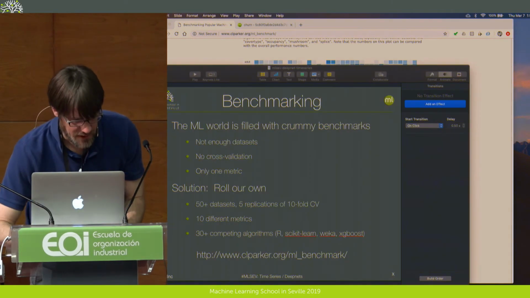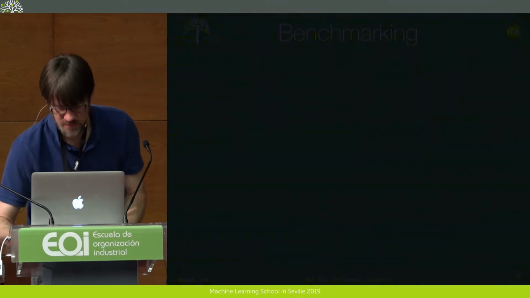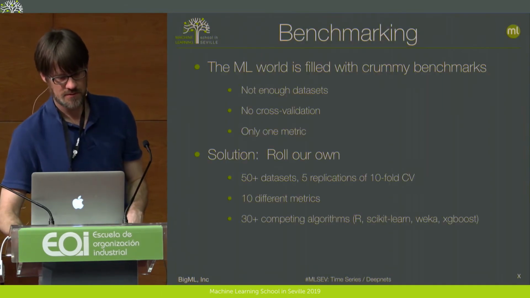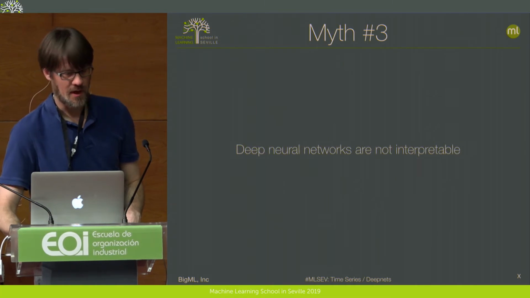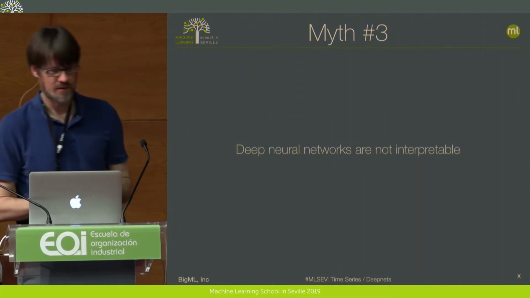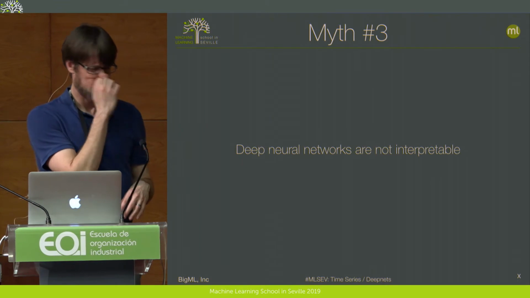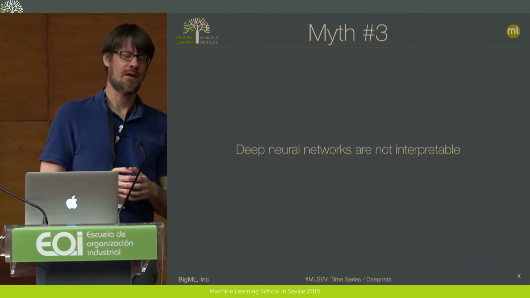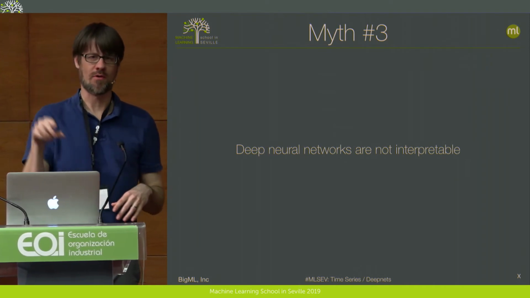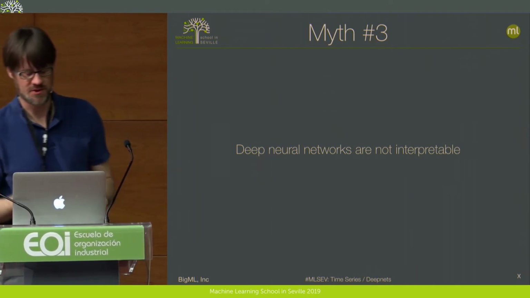And so that leads kind of nicely into the last point here. Actually, this isn't the last point. So myth number 3, deep neural networks aren't interpretable. Yeah, I mean, that's true in a sense, right? You can't look at them and know exactly what they're deciding like you can with decision trees.